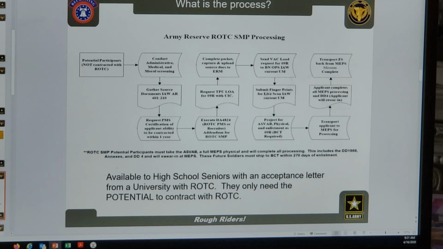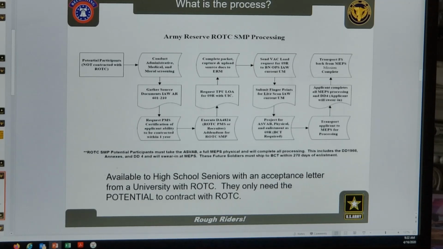I'll show you later, but it's real simple. Every 09 Romeo has the same paragraph, position, and line number across the board. They all have the same one. So what I'll show you later on here works for every single one. Okay? All right. So now complete the packet, capture and upload the source documents into ERM.